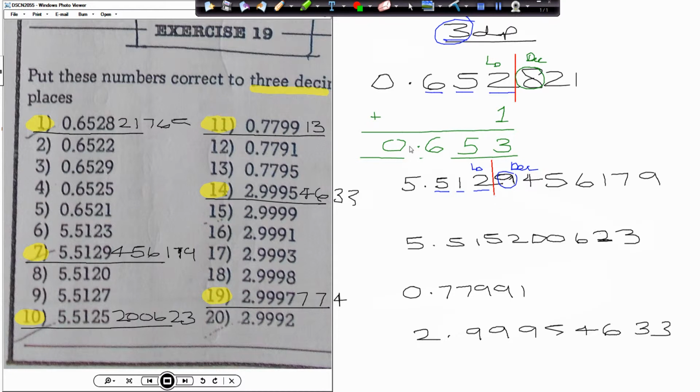Now we do that for each question. So the decider is 9, which is 5 or more. So we add 1 to the last digit. We only add 1 to the last digit. So 2 add 1 is 3. And that's 1, and that's 5, and that's point, and that's 5. And we stop at the red line. All of these numbers get thrown away, literally. And that's the answer to 3 decimal places.